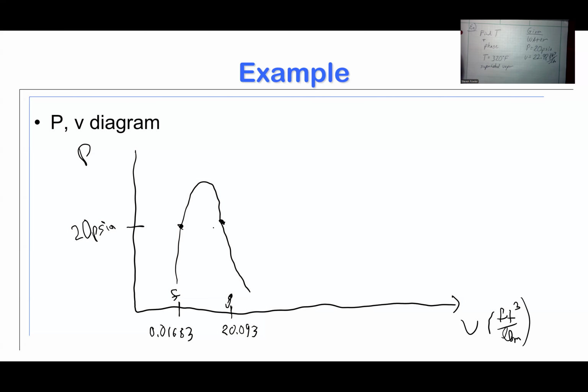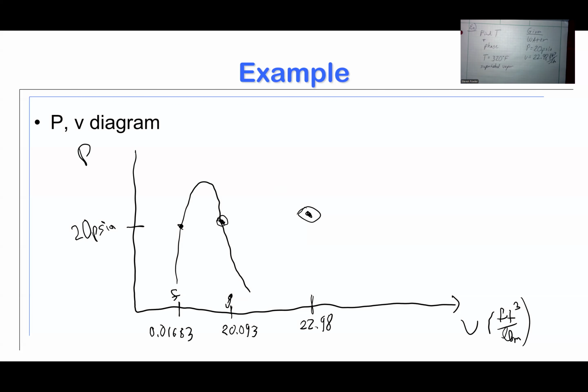So for the first problem, we found ourselves right here. And then the second problem that we just did here, we've got a specific volume value out here at 22.98 cubic feet per pound mass. So for the second problem, we were out here, which puts us in the superheated vapor region. That's to the right of the dome.